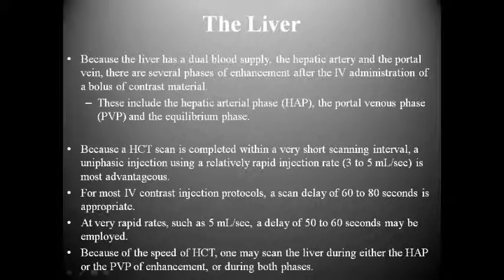Because the liver has a dual blood supply, the hepatic artery and the portal vein, there are several phases of enhancement after the IV administration of bolus of contrast. So we're going to be looking for several different phases. And phases to know are the hepatic arterial phase, or the HAP, the portal venous phase, or the PVP, and the equilibrium phase, where things kind of balance out. So these are some of the phases that potentially you'll be looking at in terms of CT of the liver.